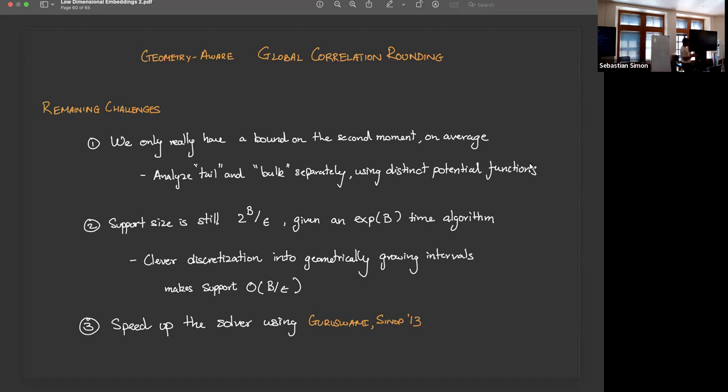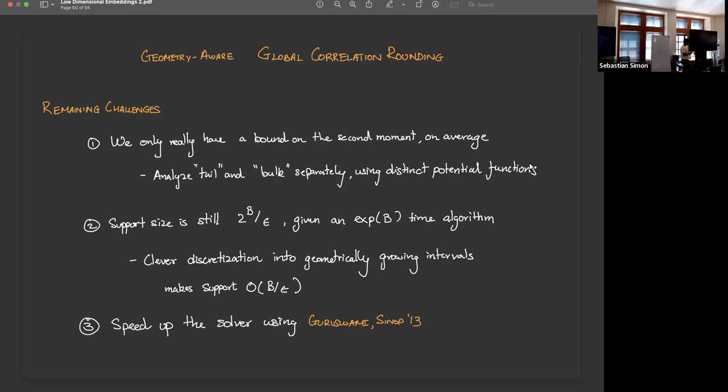And the key ingredient in analyzing this is we construct some new potential functions that do not actually mirror the vertical correlation analysis. That helps analyze this one separately. See the paper for details. Okay, and the second one is that the sample size is still large.